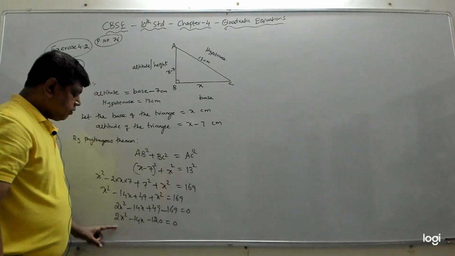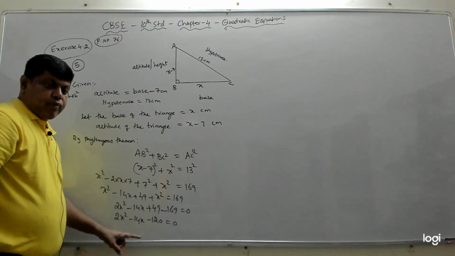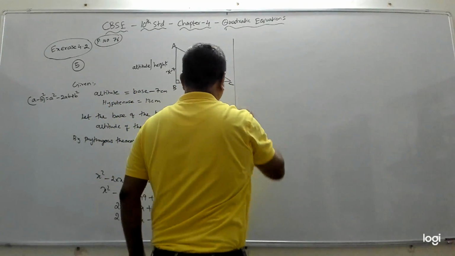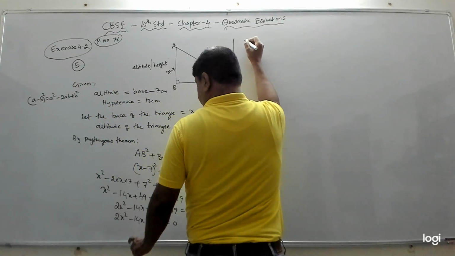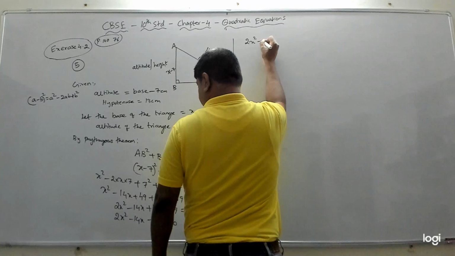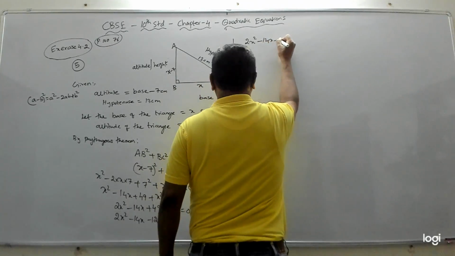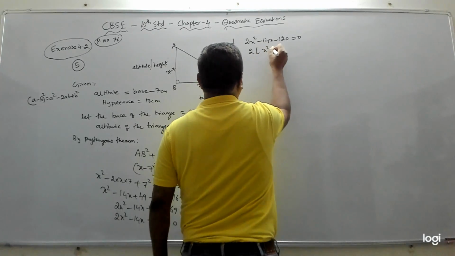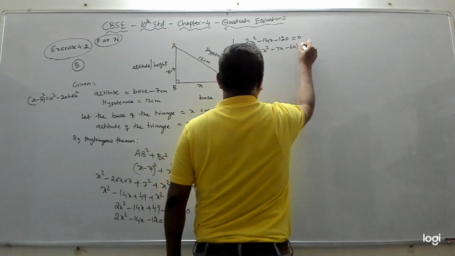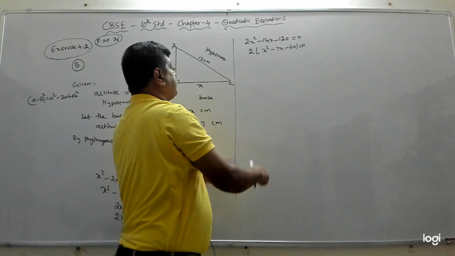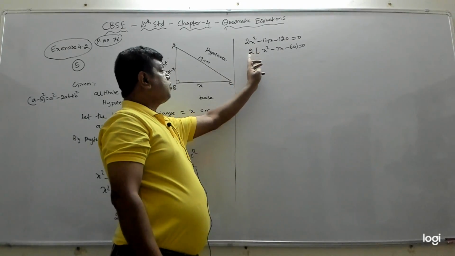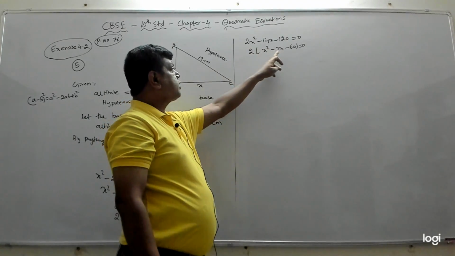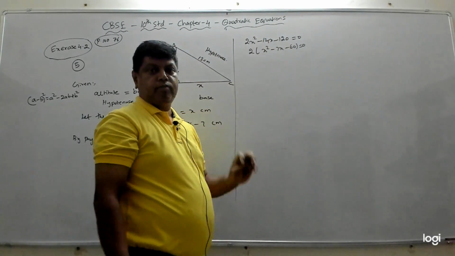Now again, if you observe here, 2 is common everywhere. So I'll write this again here. This is 2x square minus 14x minus 120 equal to 0. Now if I take 2 common, we'll get x square minus 7x minus 60 equal to 0. I'm taking 2 common everywhere. If you multiply 2 into x square, 2x square, 2 into 7, 14, 2 into 60, 120.